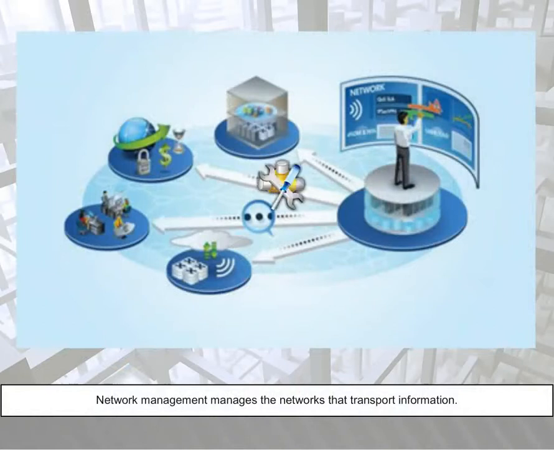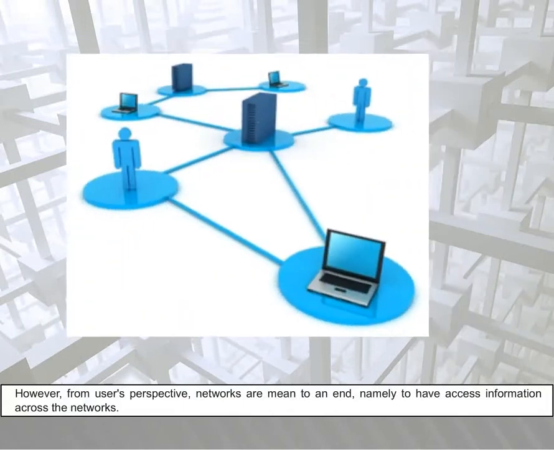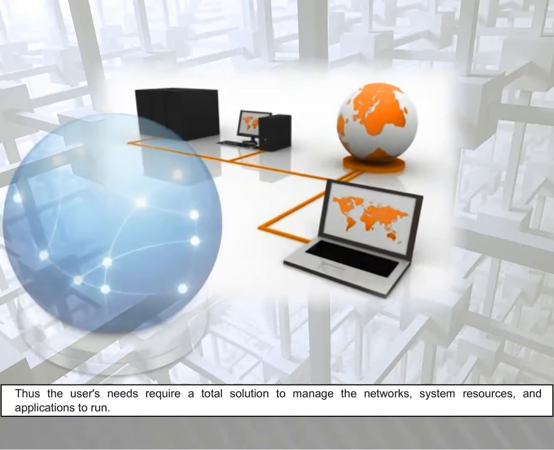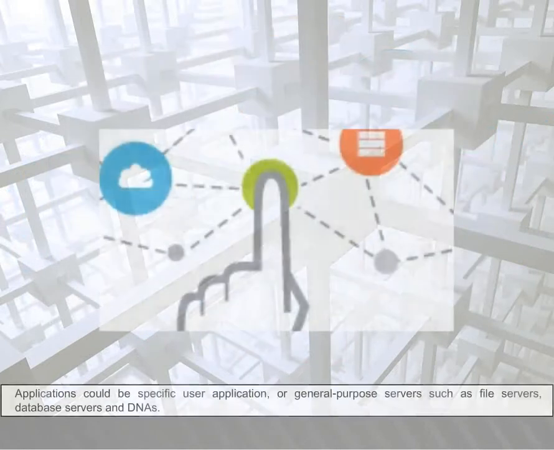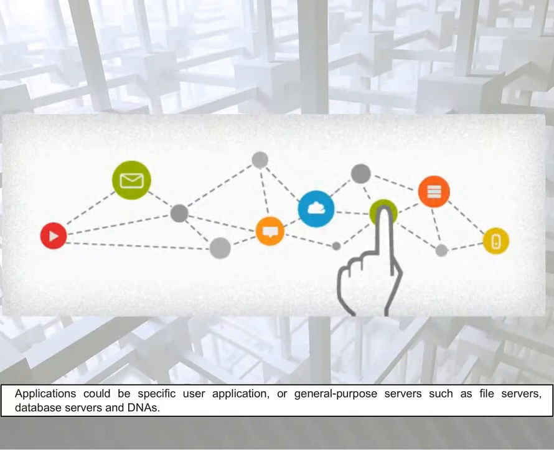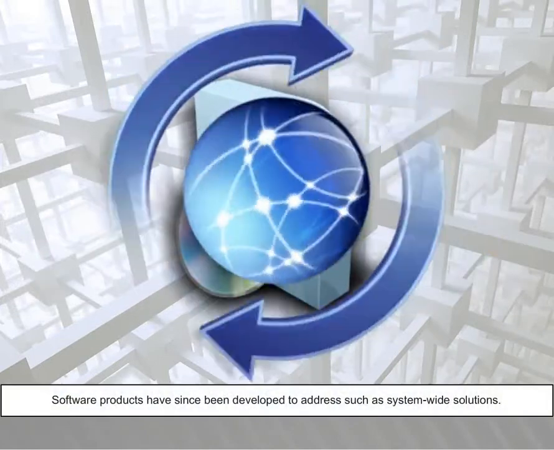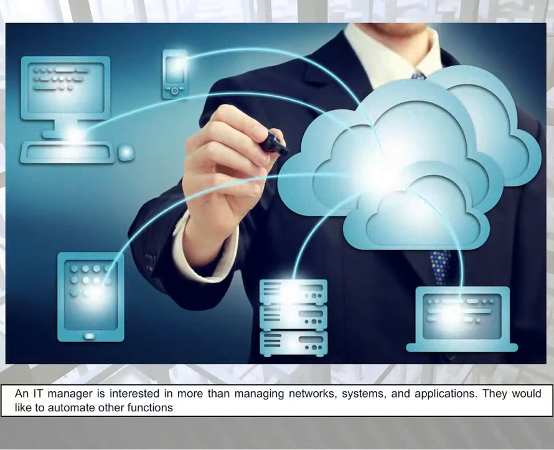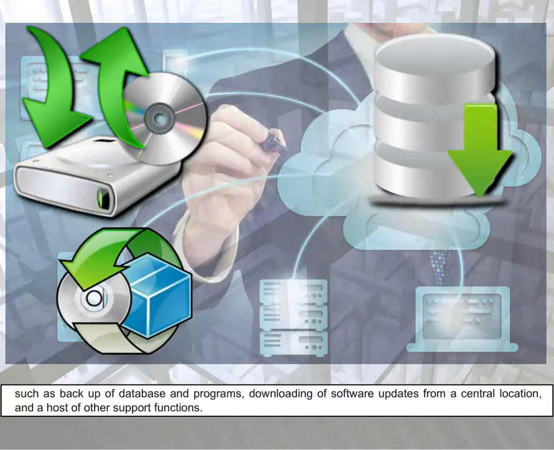Network management manages the network that transports information. However, from the users' perspective, networks are a means to an end, namely to have access to information across the networks. Thus, the users' needs require a total solution to manage the networks, system resources, and applications that run. Applications could be specific user applications or general-purpose servers such as file servers, database servers, and DNS. Software products have since been developed to address such system-wide solutions. An IT manager is interested in more than managing networks, systems, and applications. They would like to automate other functions such as backup of databases and programs, downloading of software updates from a central location, and a host of other support functions.